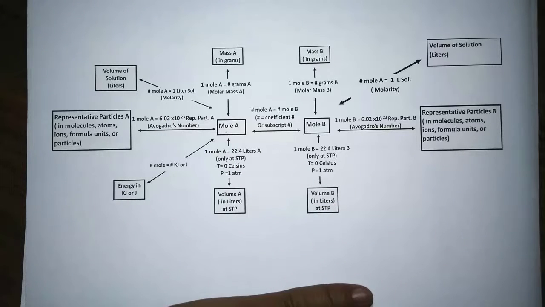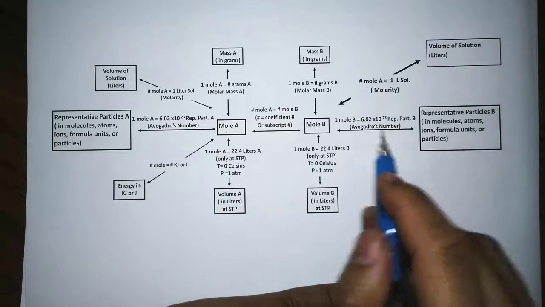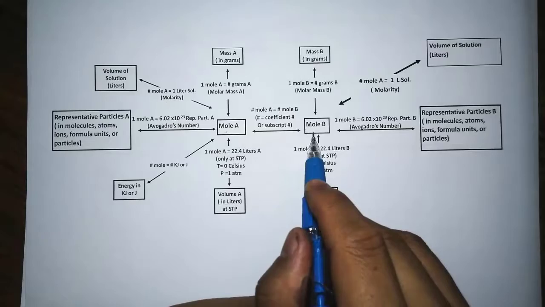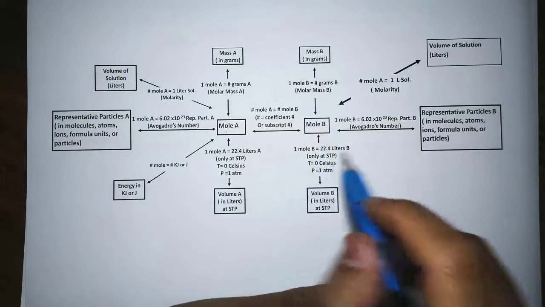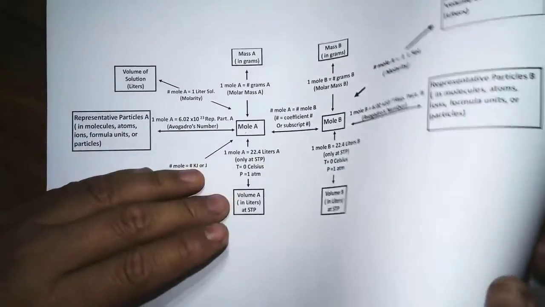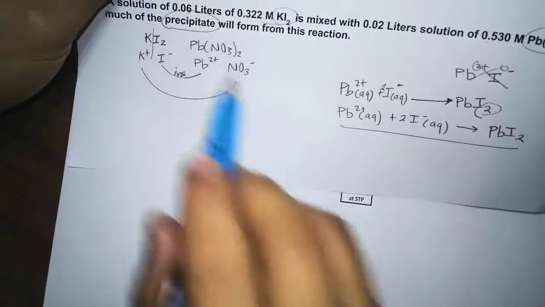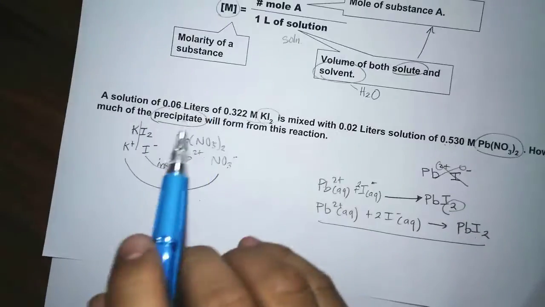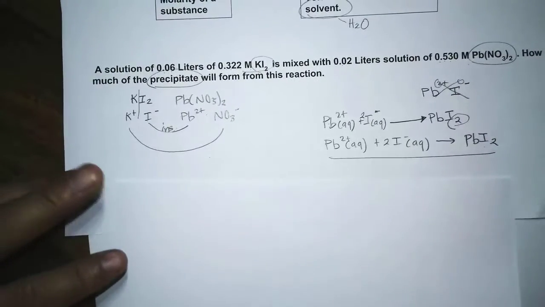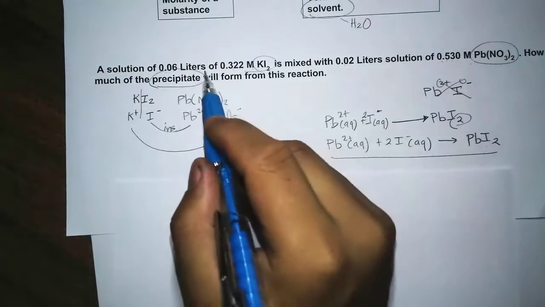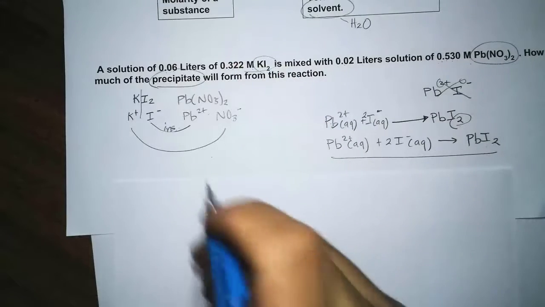Once we have moles, we can do anything with the stoichiometry flowchart. In this case, we are looking at the number of grams of B, which is our product or the precipitate. Let's solve this problem together. Let's look at the first one together. The first thing we have to do when solving this complicated problem is doing one reactant at a time.